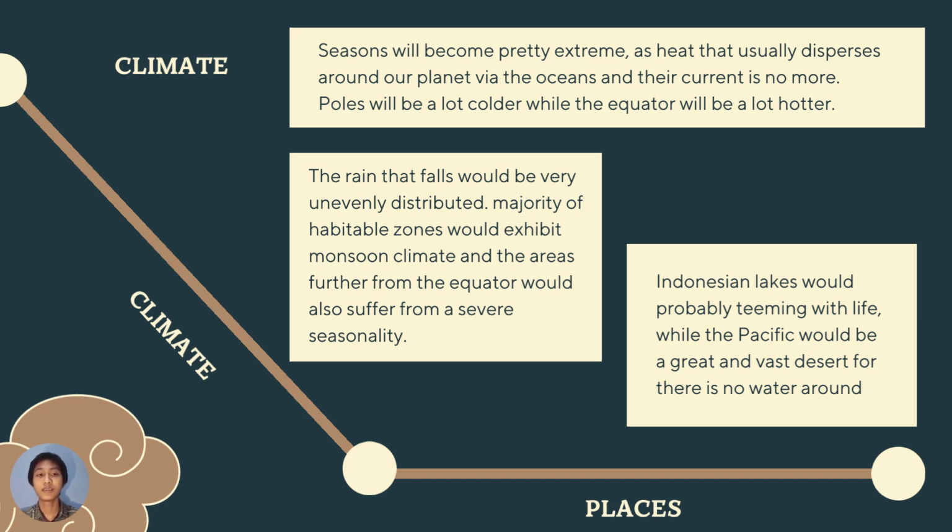And not to mention the oceans, where the heat usually disperses around our planet via the oceans and the currents, and now there is none of them. The heat will not disperse as effectively as before, since a lot of oceans will have become land, and so heat won't travel as well as before, and the planet will probably be a lot hotter and a lot more regionalized in terms of heat.